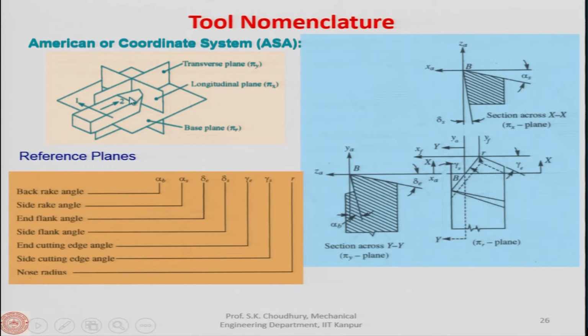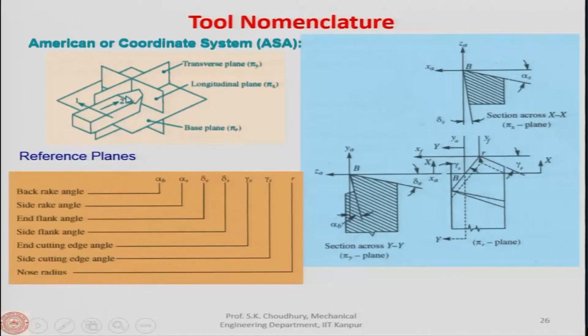So, transverse feed, I will remind you that is the feed I described, that when it goes, the tool moves perpendicular to the axis of the workpiece, okay, where the facing operation is done. So, that is the transverse plane along the transverse feed. Okay. And another plane perpendicular to both the base plane and the transverse plane is the longitudinal plane. Okay. Here it is given Px.